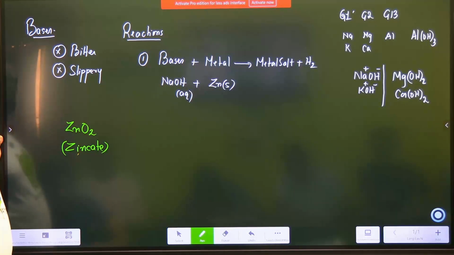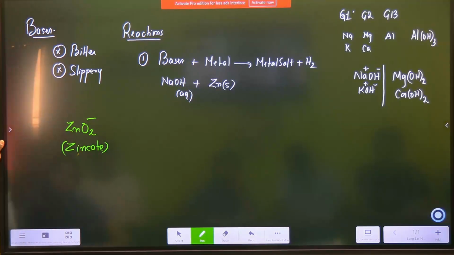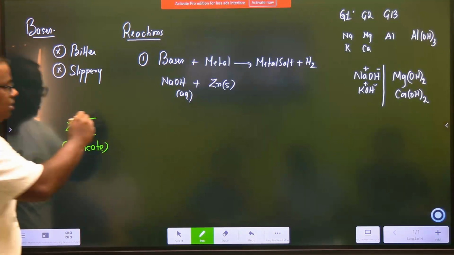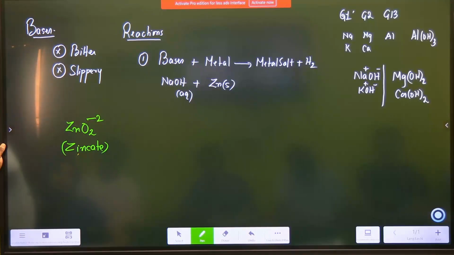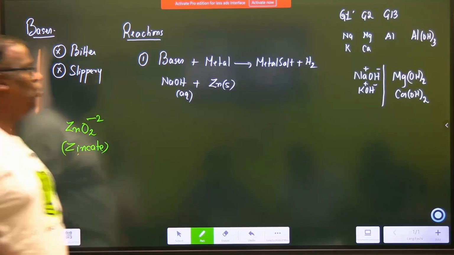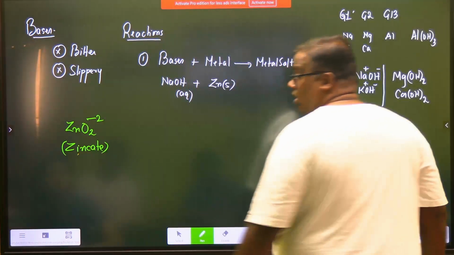It is an ion. I have not yet put the charge. Can you help me in putting the charge? Oxygen is 2 minus. 2 oxygens, so how many? 4 minus. Zinc is 2 plus. So out of 4 minus, 2 minus have been neutralized. What is left is 2 minus. So zincate is an ion, ZnO2 2 minus. This is an anion. And this salt will be formed, which will be known as sodium zincate.